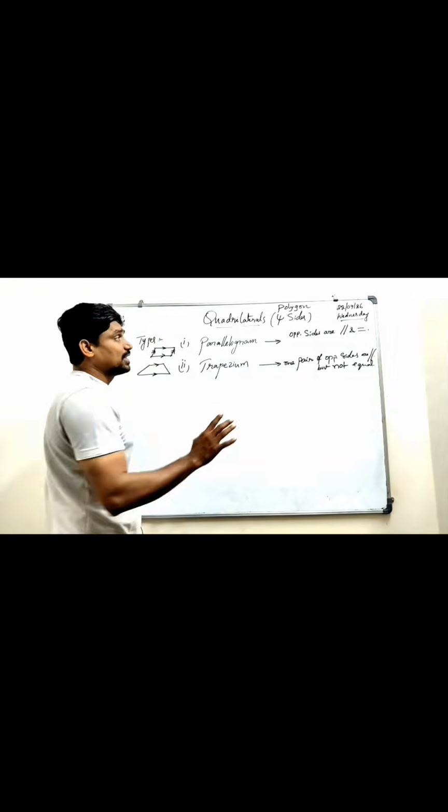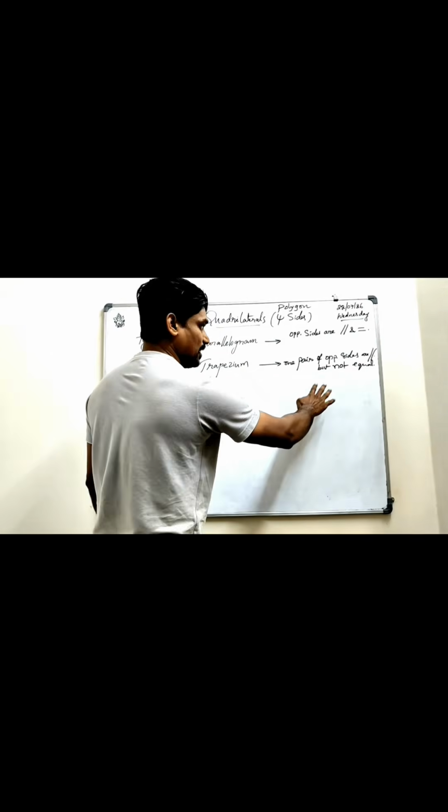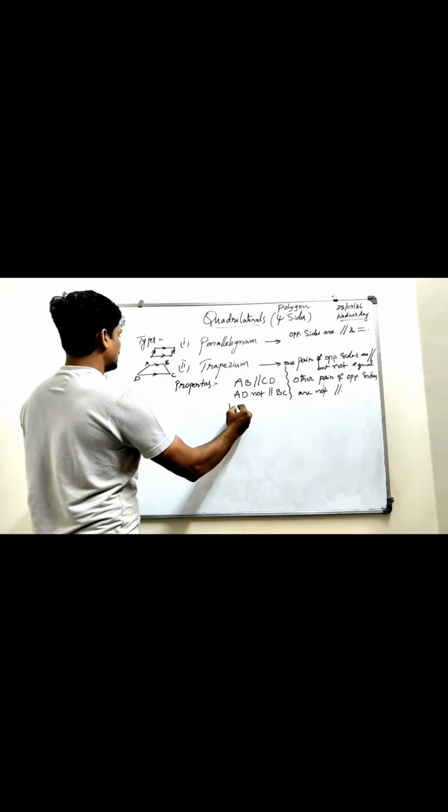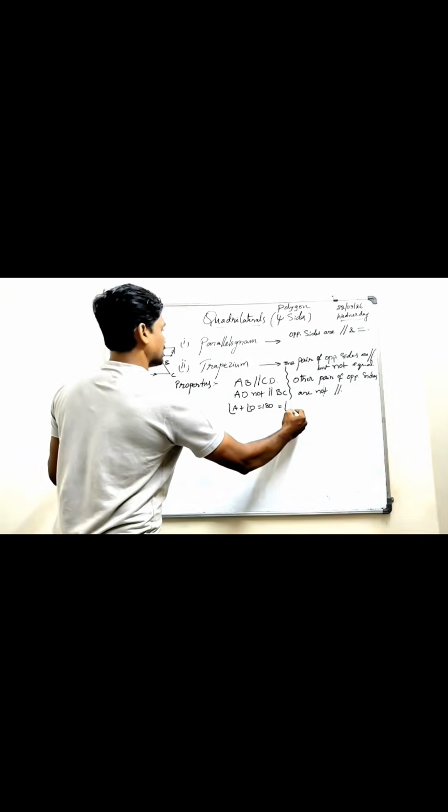Angles are equal. Trapezium is nothing but a quadrilateral with one pair of opposite sides parallel, but not equal. The other pair of opposite sides are not parallel. They can be equal also. AD not parallel to BC. Angle A plus angle B is 180, which is also equal to angle B plus angle C.